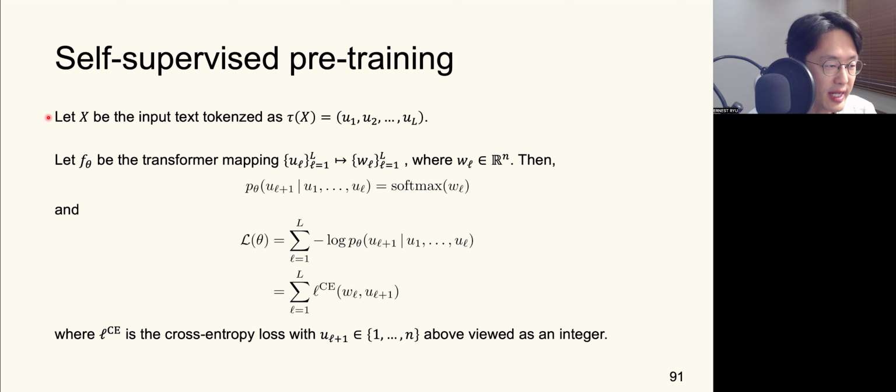Okay, so here's how the self-supervised pre-training works. Let X be the input text, and we have this tokenized to produce this U sequence, this sequence of tokens of length L. Then we apply the transformer architecture to this U sequence to get this W sequence. The W sequence is a sequence of vectors of length N. And then we model the probability of the next token U_{L+1}, given the past tokens U_1 up to U_L, as the softmax applied to this W_L vector. And we have this for L from 1 up to big L. So our training loss is the sum of these negative log probabilities, which is the sum of the cross entropy loss between the W_L vector and the actual next token within the text data.